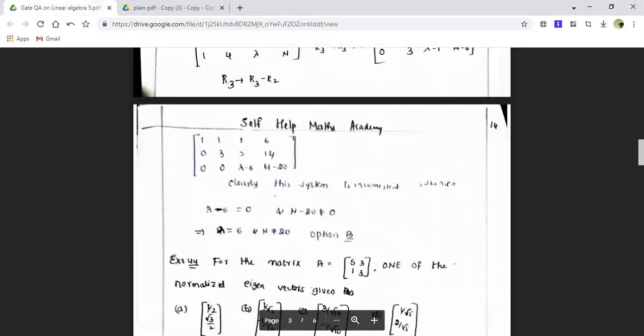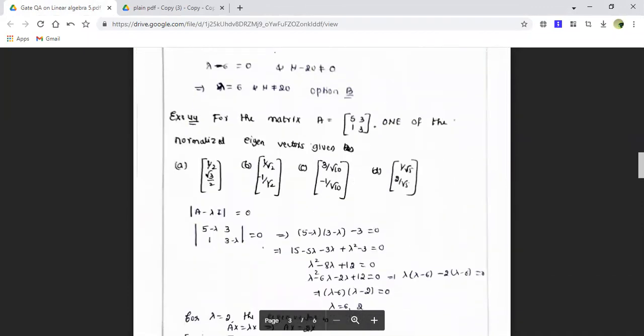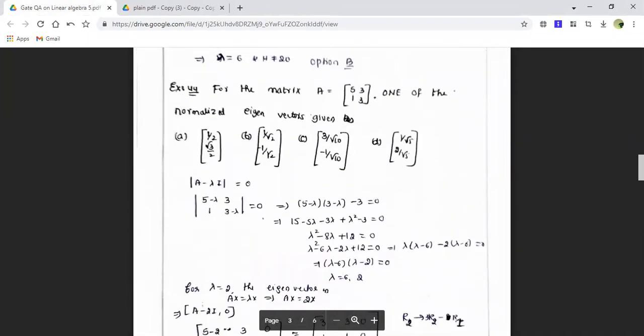So like this, you should approach the question, guys. Now come to the next question. Here, for the matrix A = [5, 3; 1, 3], they are asking for one of the normalized eigenvectors. These are the 4 options given, guys. Out of these 4 options, one will be the eigenvector.